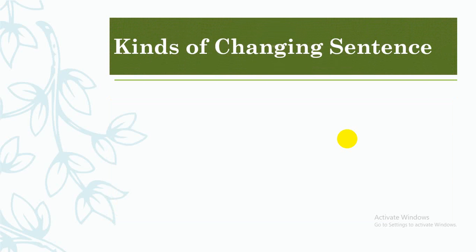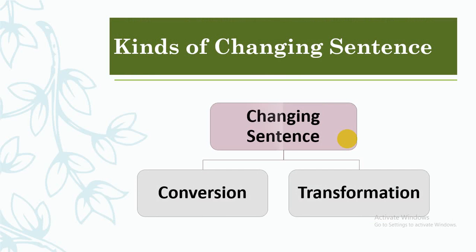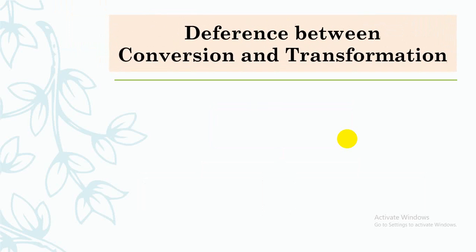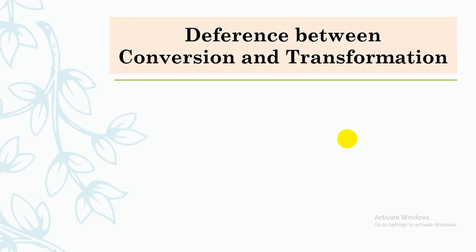So now come to another one, kinds of changing sentence. So how many kinds of changing sentences are there? Generally, in changing sentence, there are two categories. One is conversion, another one is transformation. So let's come to the definition of these two and the differences also. Difference between conversion and transformation.